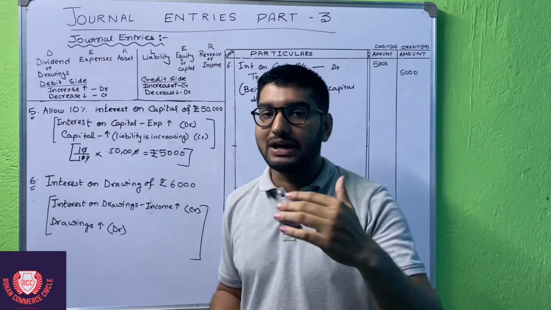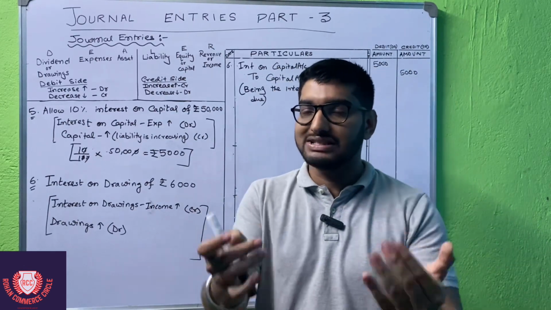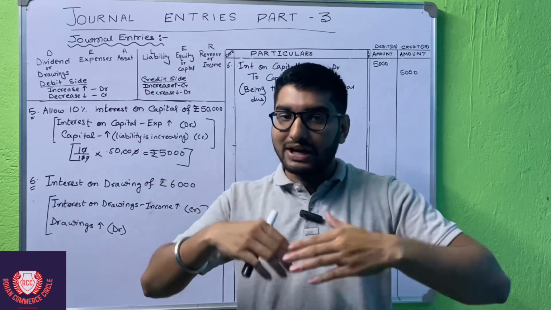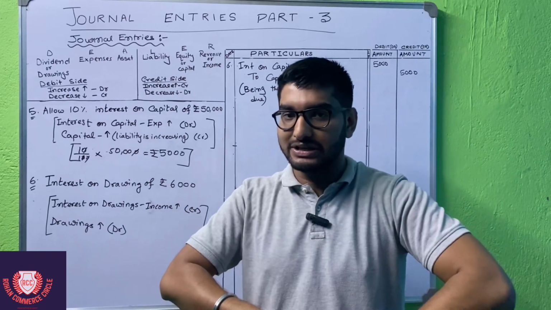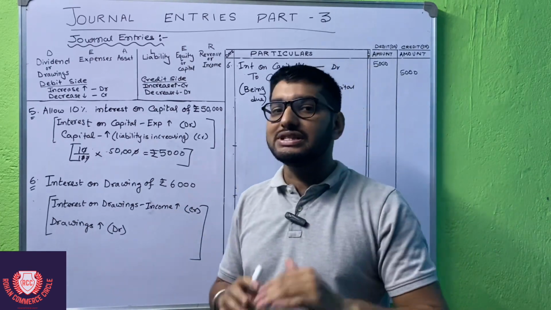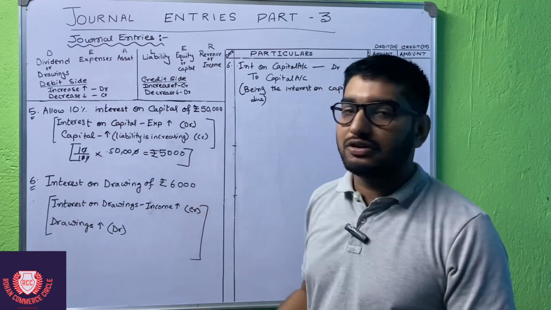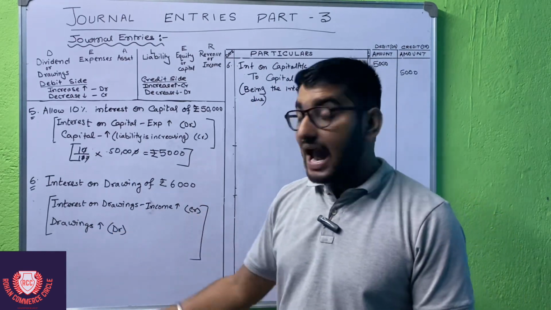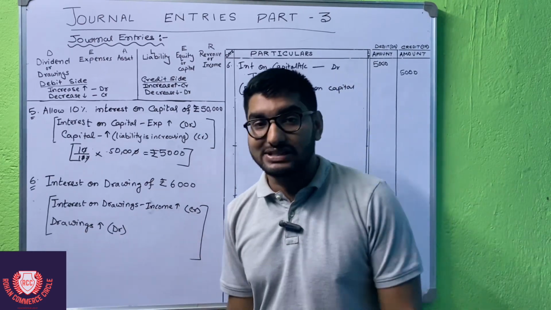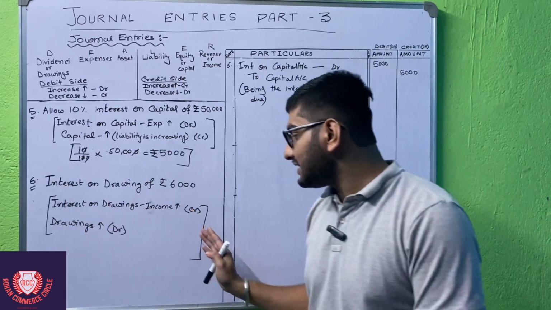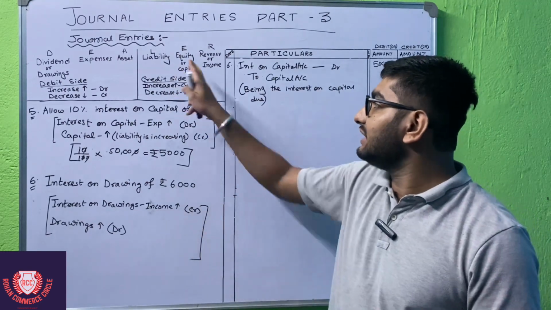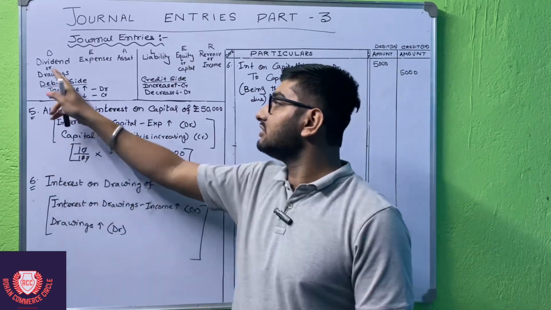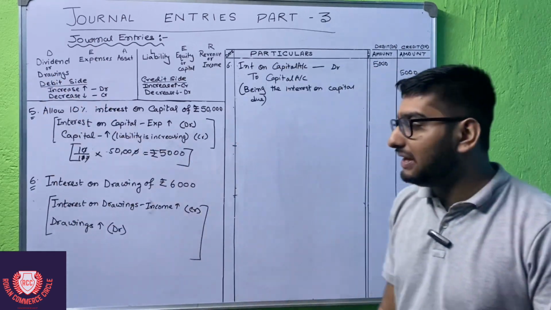They have taken the money for their private use, that is drawings, and the interest on drawings is on the drawings which they have taken, that means the business is taking interest for those drawings. So basically there are two aspects: interest on drawing, that is an income, is increasing, and drawings is also increasing in this case, right? So when the income increases we have to credit it, and the drawings increases, we have to debit it, right?